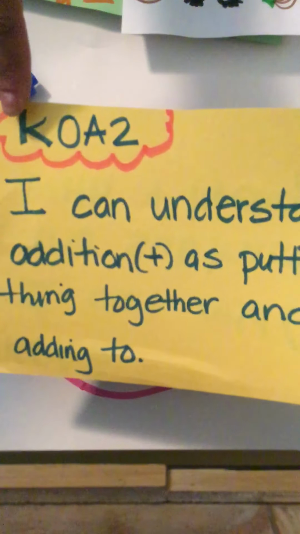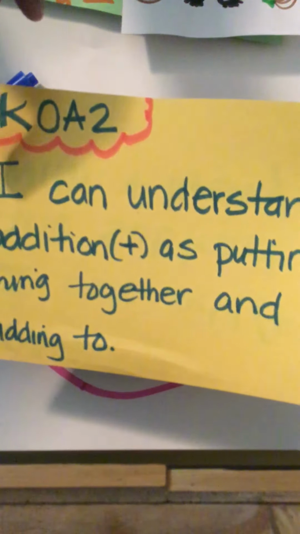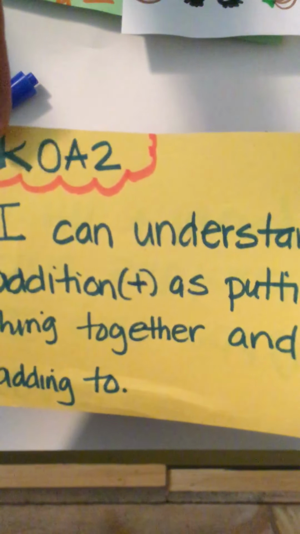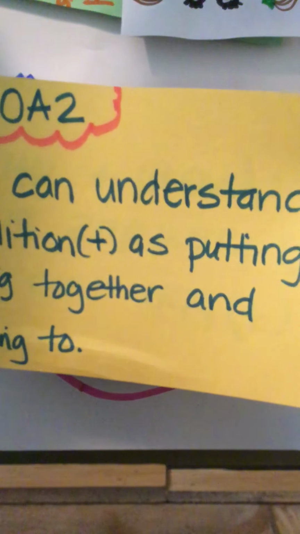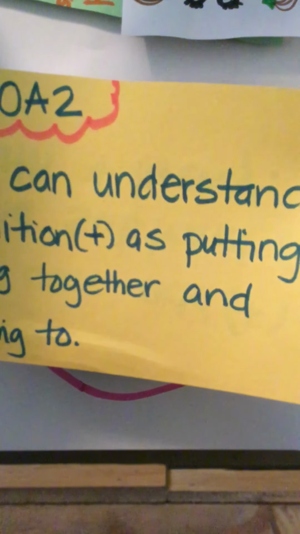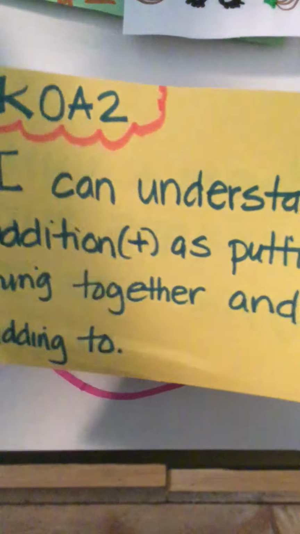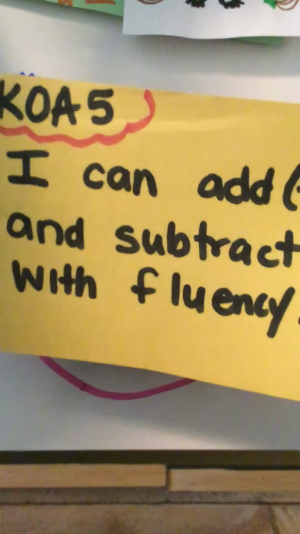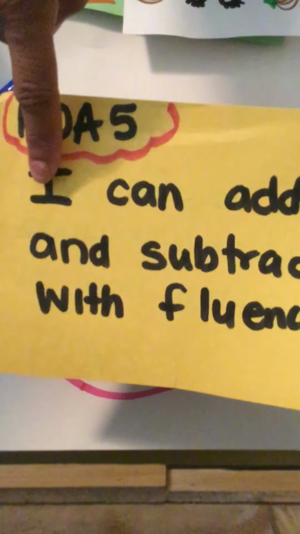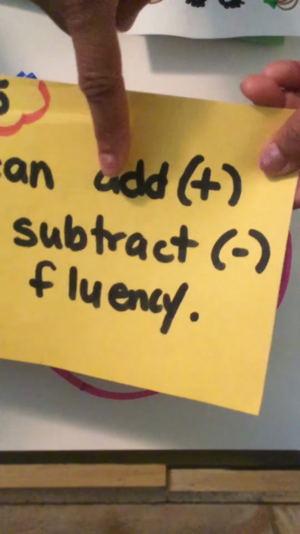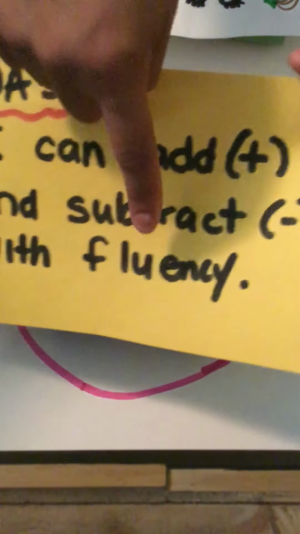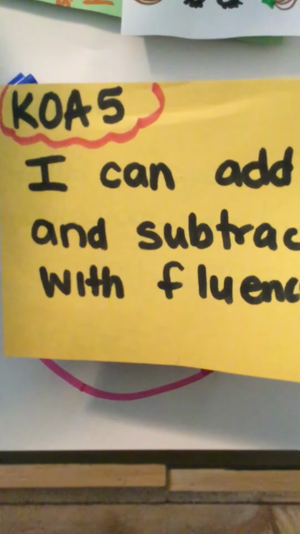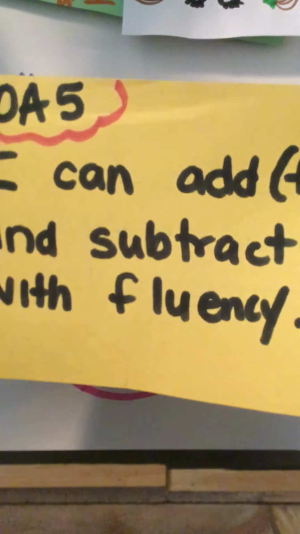Boys and girls, today we're going to continue our addition. Let's look at our standards for today. We're going to go over KOA2 again. Read it with me. I can understand addition as putting things together so we can add them, right? And today we're also going to look at KOA5. Say it with me. I can add and subtract with fluency. So we're going to work on those two.